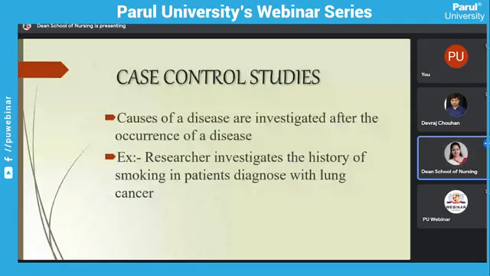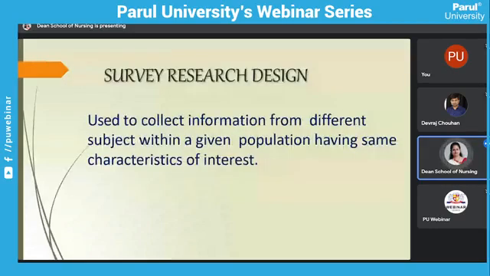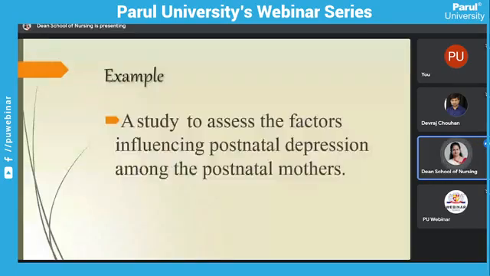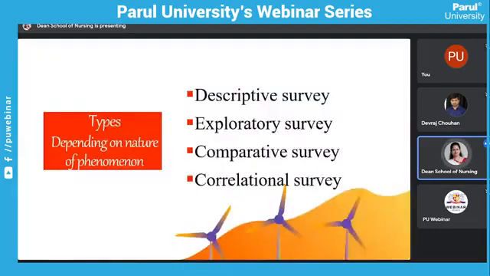Survey research. It is used to collect information from different subjects within a given population having same characteristic of interest. The main example is a study to assess the factors influencing postnatal depression among the postnatal mothers. Types depend on nature of phenomenon. All these are the types, that is descriptive survey, exploratory survey, comparative survey, correlational survey.